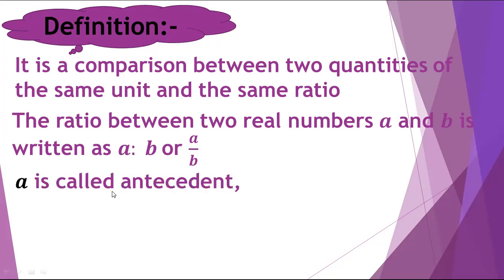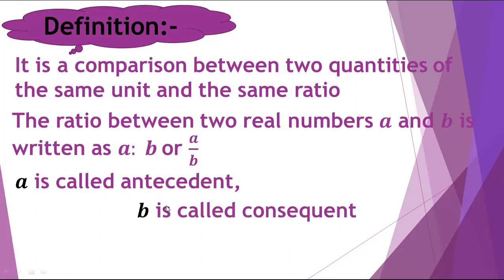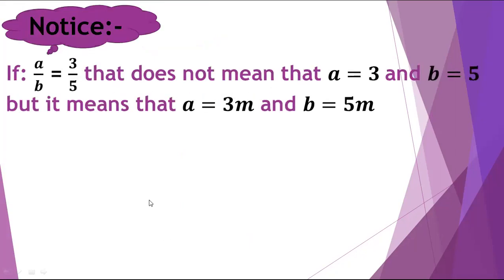where the first term of the ratio is called the antecedent, and the second term of the ratio is called the consequent. If A over B equals 3 over 5, this is a ratio. It doesn't mean that the first term A equals 3 and the second term B equals 5. This is a ratio. But we can break this ratio if we multiply each term of the ratio by a variable, say m. That means A equals 3m and B equals 5m.